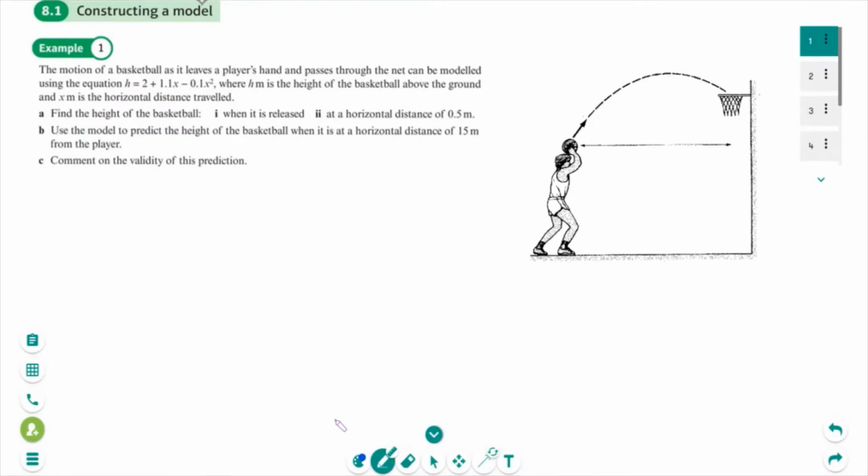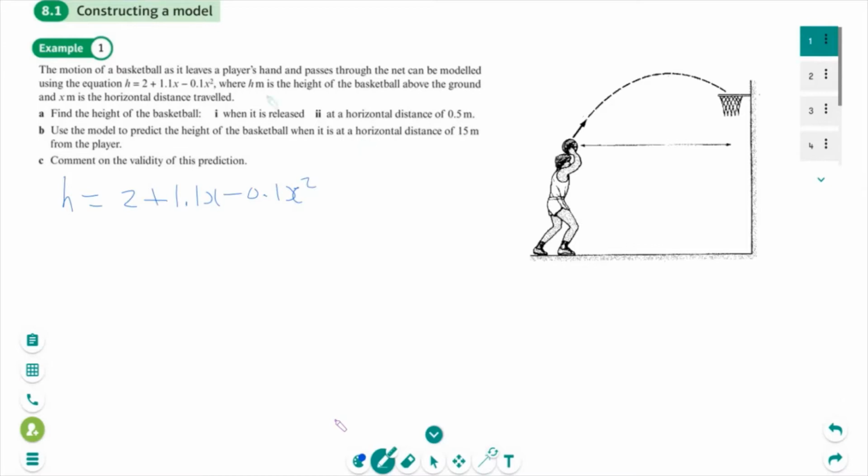Okay. The first example in the book is about the motion of a basketball. I've got this image of a basketball and a basketball player. The motion of a basketball as it leaves the player's hand and passes through the net can be modeled using the equation. So they're giving you a quadratic equation: h equals 2 plus 1.1x minus 0.1x squared. So this is used to model the motion of the basketball.